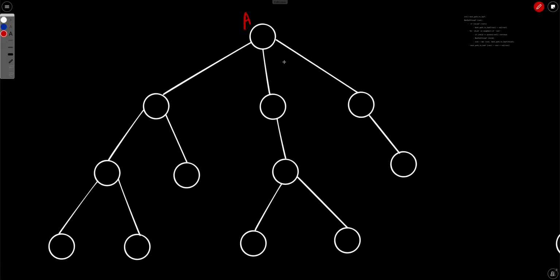Now, in this kind of question, or any kind of tree question, the first thing that you should try is to solve the problem for a single node. And if you are able to solve the problem for a single node, try to solve the problem for three nodes and then move forward.